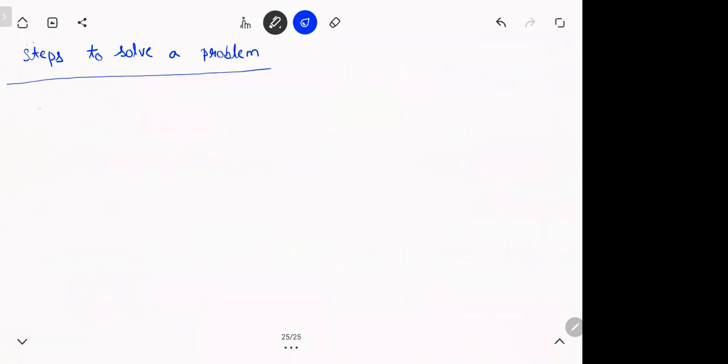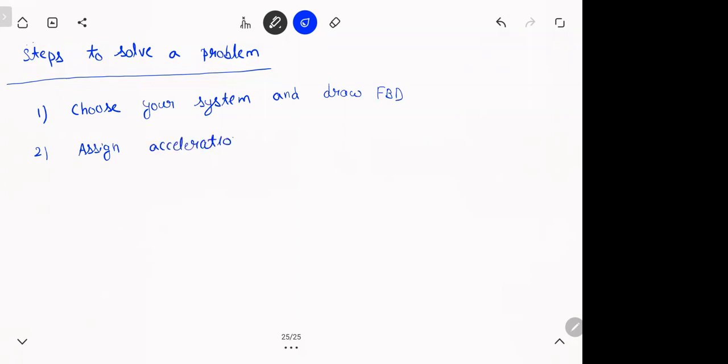First thing, choose your system and draw FBDs. Second thing, assign accelerations. Let's say there are 10 blocks. Assign accelerations A1, A2, A3, and so on, and find the relation between them using constraints.